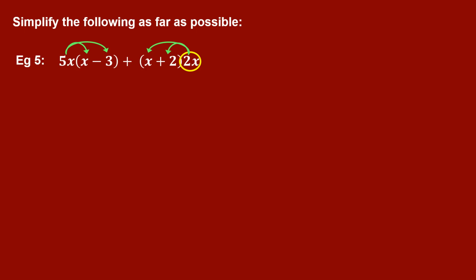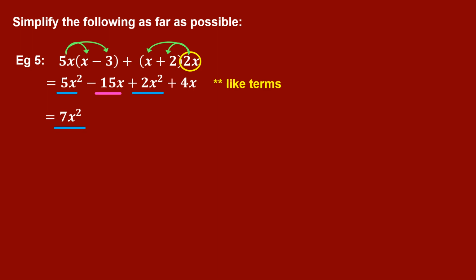So if we multiply that 5x into the bracket, we end up with 5x squared, and then 5x times minus 3 is minus 15x, plus 2x times x is 2x squared, and 2x times 2 is 4x. So whether the 2x is immediately after the bracket or immediately before the bracket, it makes no difference. Then we must remember we've got like terms. So 5x squared plus 2x squared will give me 7x squared, and minus 15x plus 4x is minus 11x.